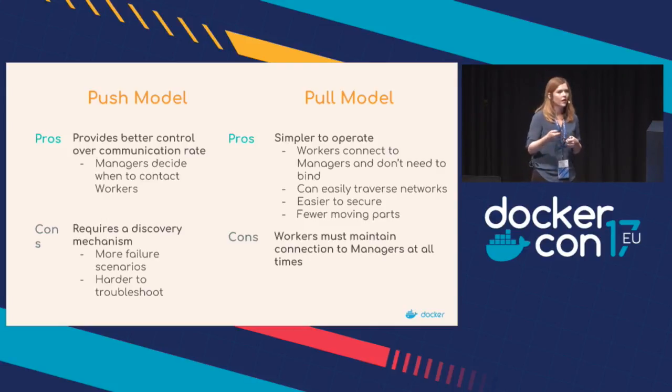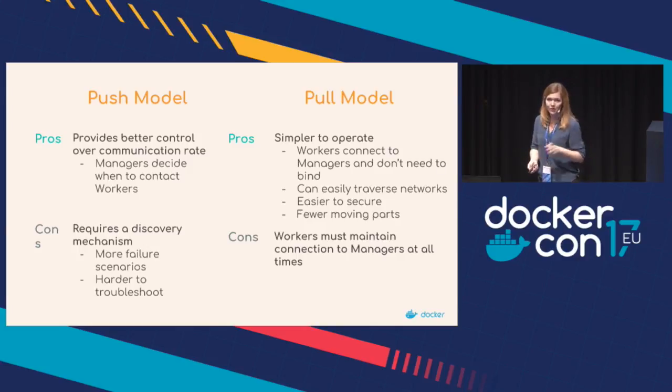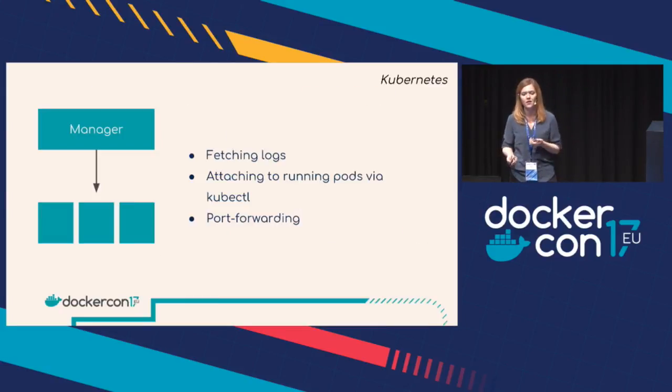So there's certainly, the push model is great because it provides better communication control rate. It also requires a discovery mechanism. On the other hand, the pull model is great because it's a little bit simpler to operate without that external discovery service in the middle there, but workers have to maintain that connection to managers at all times, and what happens when that connection fails? So we can look at Kubernetes and SwarmKit and find a couple examples of these patterns in practice.